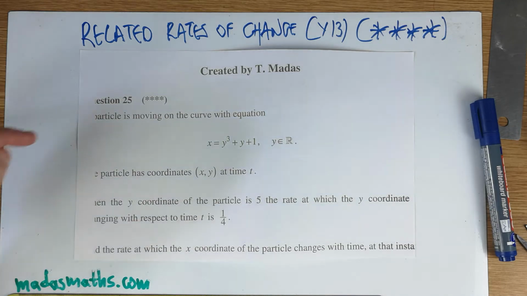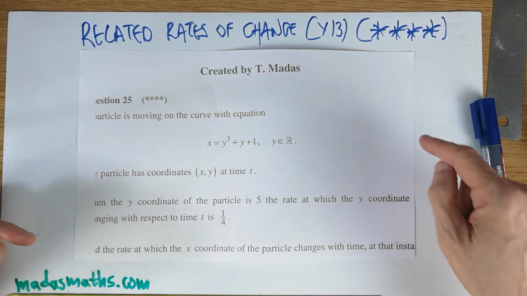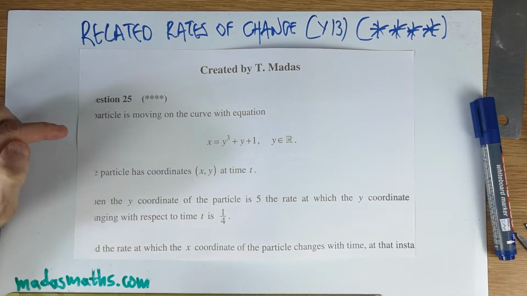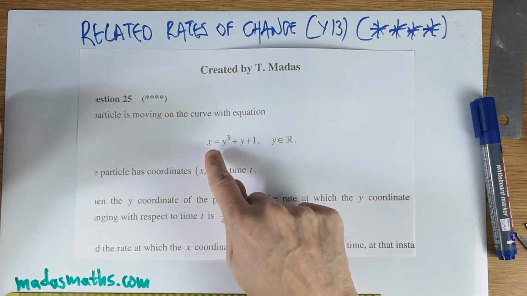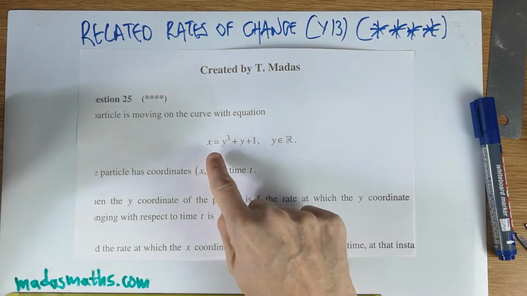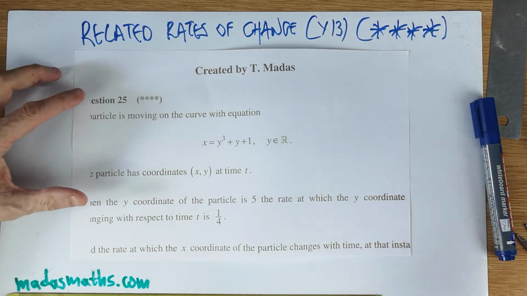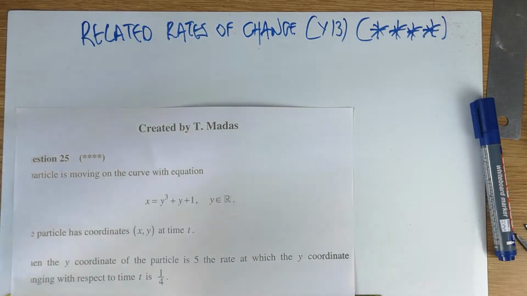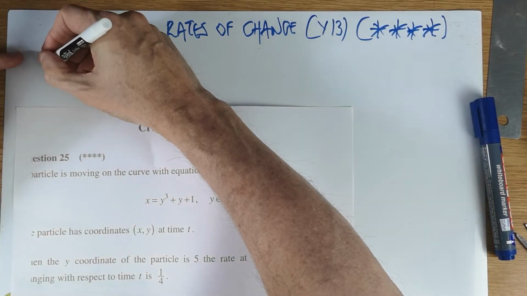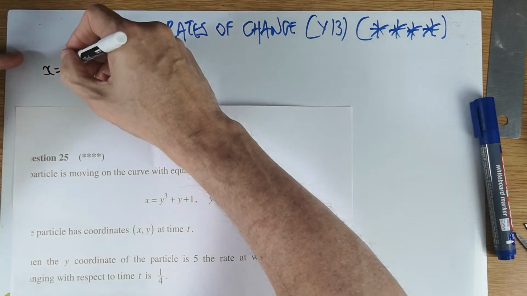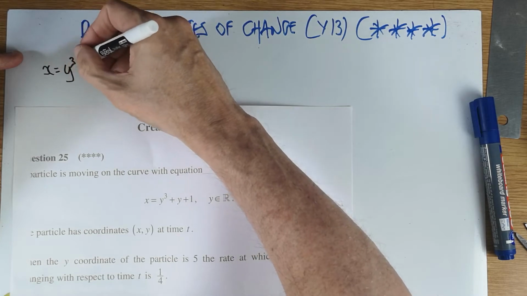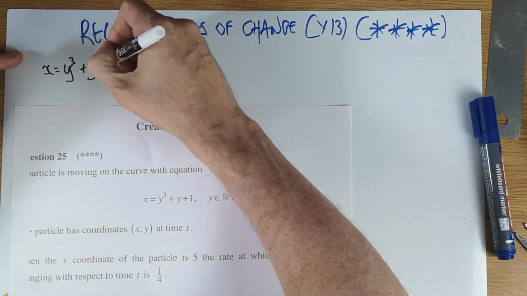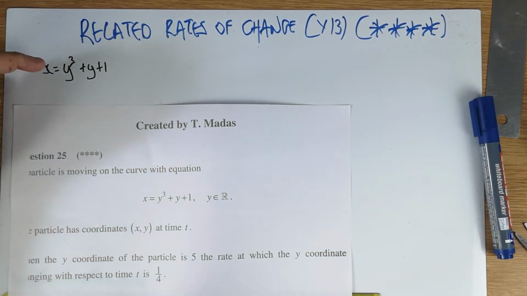So I'll read the question because my printer ate a bit of the left and a bit of the right. What it's actually saying is a particle is moving on the curve with equation x, and let's start writing some stuff down. Let me just move that here so it should be able to see it still.